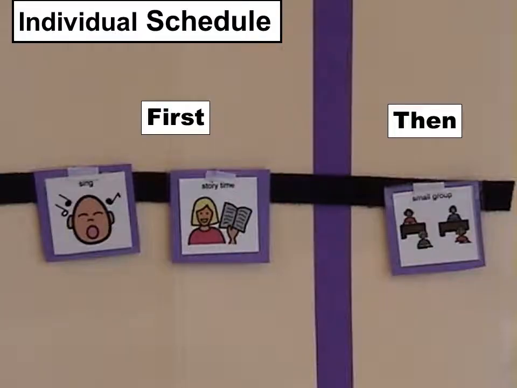An individual schedule shows a child what they do first and then what happens. Maybe they really, really like small group. But first, they need to sing and sit through story time. So this helps the child who has difficulty waiting because there's something they really, really want to get to, and it prompts them what they have to do first.